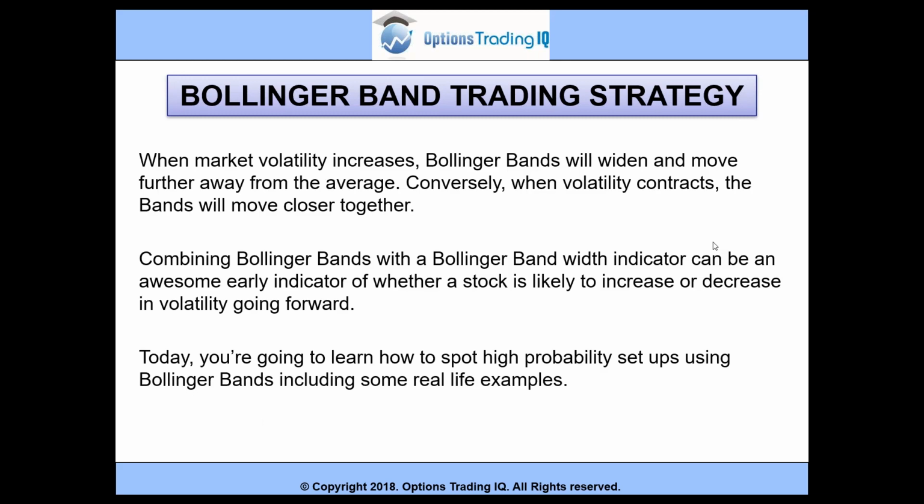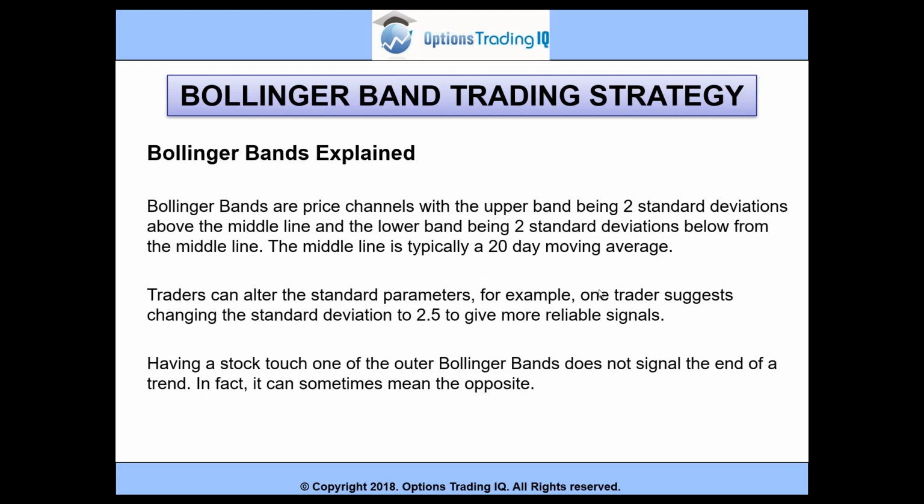When market volatility increases, Bollinger Bands will widen and move further away from the average. Conversely, when volatility contracts, the bands will move closer together. Combining Bollinger Bands with a Bollinger Band width indicator can be an awesome early indicator of whether a stock is likely to increase or decrease in volatility going forward. Today, you're going to learn how to spot high probability setups using Bollinger Bands, including some real life examples. Before that, we'll just explain the Bollinger Bands in a bit more detail.